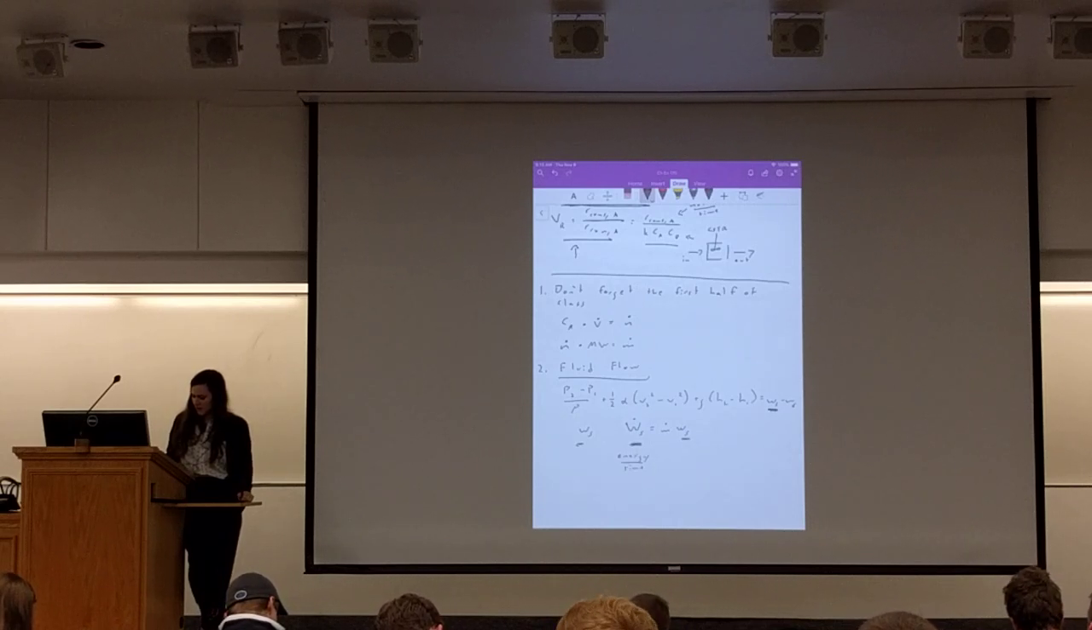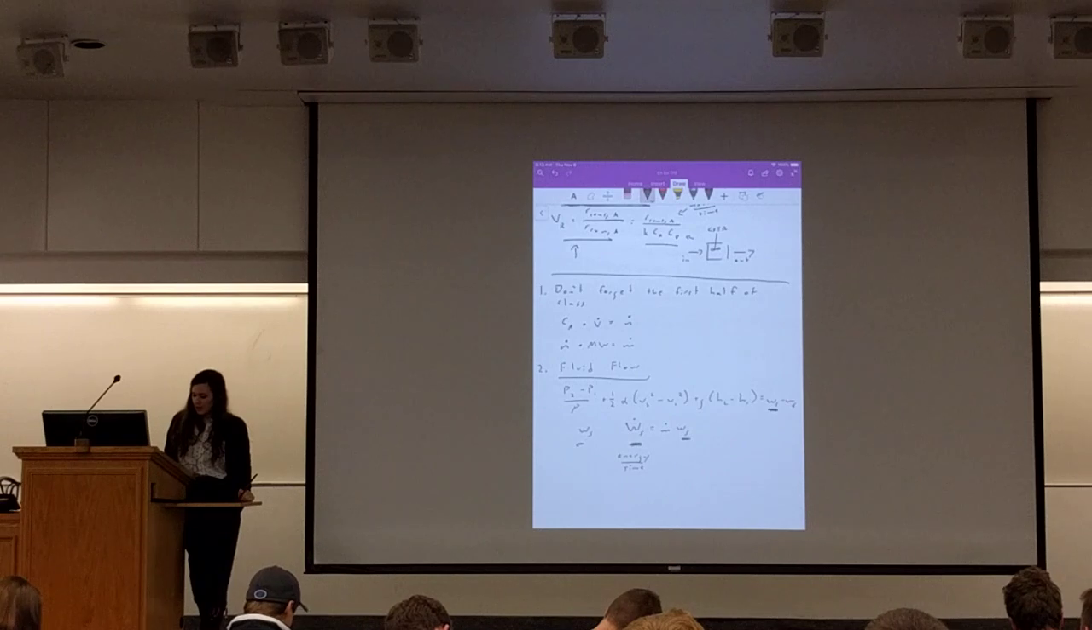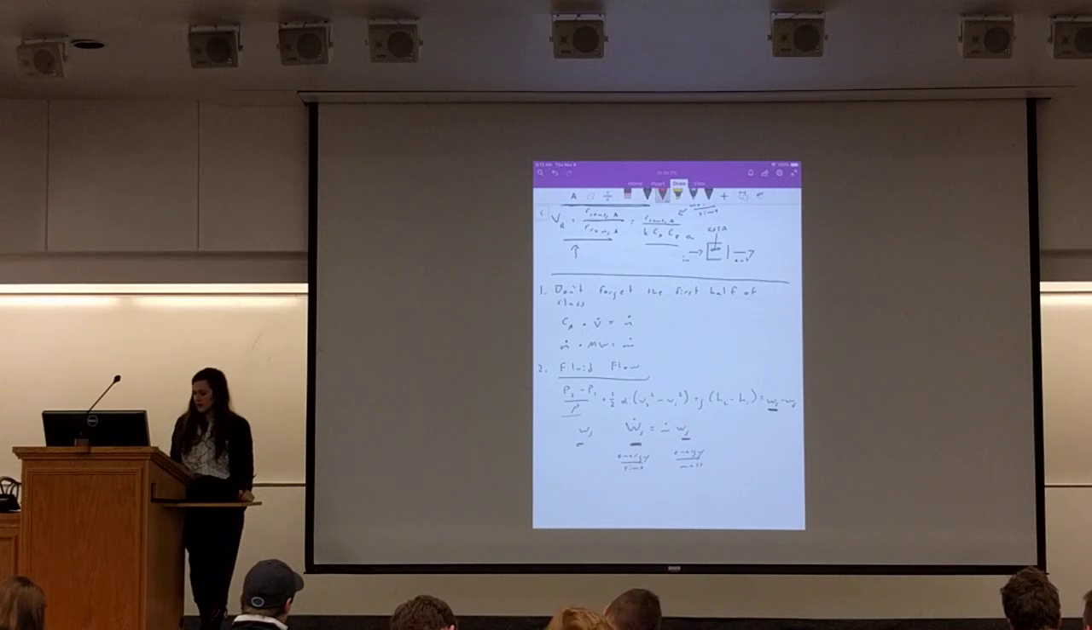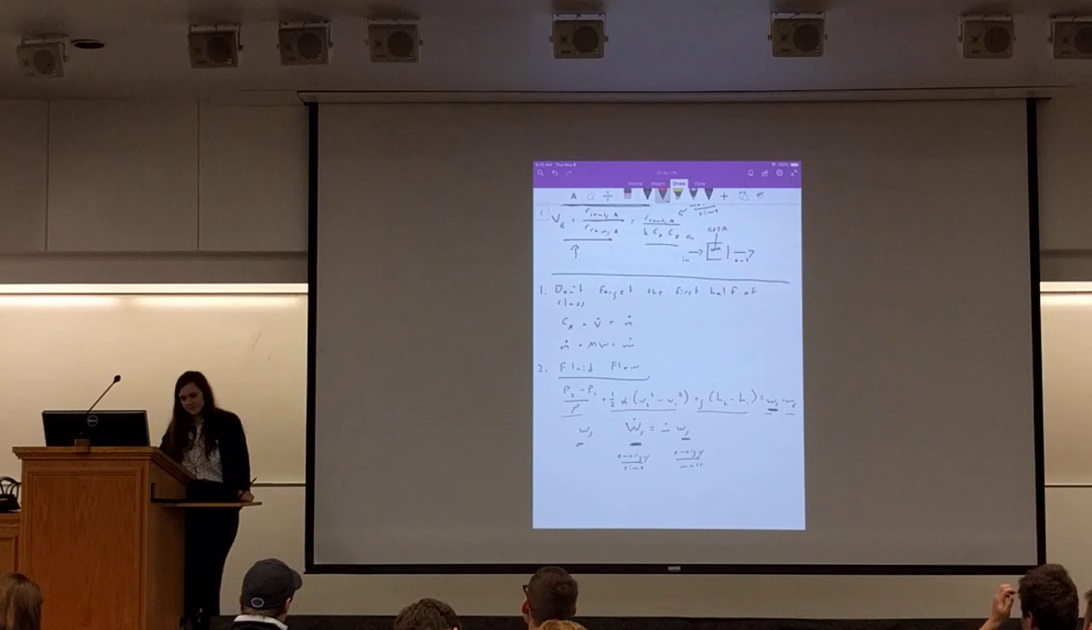What are the units of power, like watts? What are the units of little WS? Energy per mass. Every term in here is units of energy per mass. Okay, so that's just something to understand.